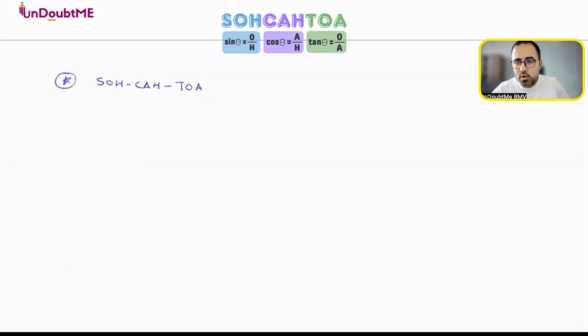Now, when I say SOH CAH TOA, there are a few limitations for this. Okay, we'll discuss the formula also. But the first limitation for SOH CAH TOA is that it is applicable only for a right angle triangle. If you have any random triangle, then we can't use these formulas for that. These are just trigonometric ratios which are applicable only for a right angle triangle.